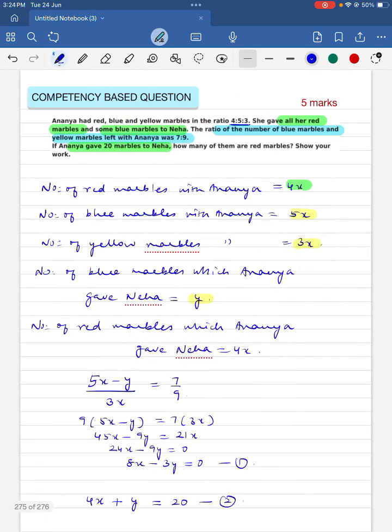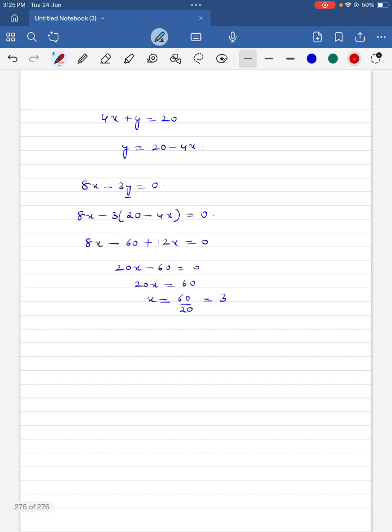Okay, now what was the question? In the question, they've asked you to find out how many red marbles she gave Neha. So we know that the number of red marbles she gave Neha is 4x, right? So we just have to find the value of 4x. So the number of red marbles Ananya gave to Neha is equal to 4 times x, which is 4 times 3, or that's equal to 12 marbles.